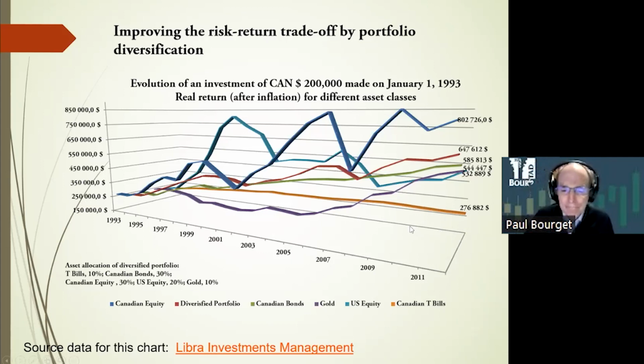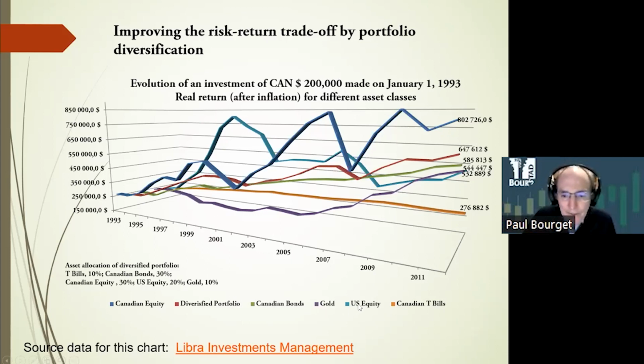Low return. If we want to have the highest return on this period, it was with Canadian equity, Canadian stocks. We ended the 20-year period with more than 800,000 Canadian dollars.